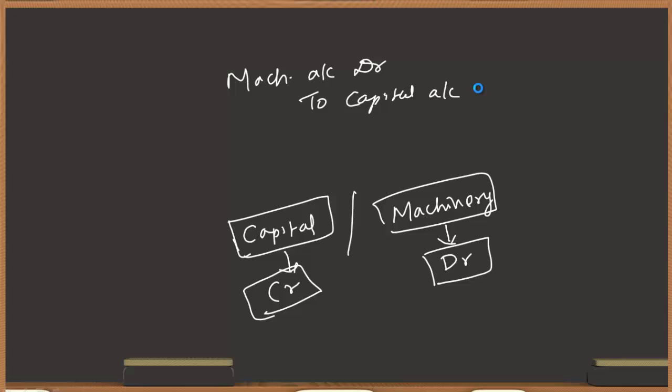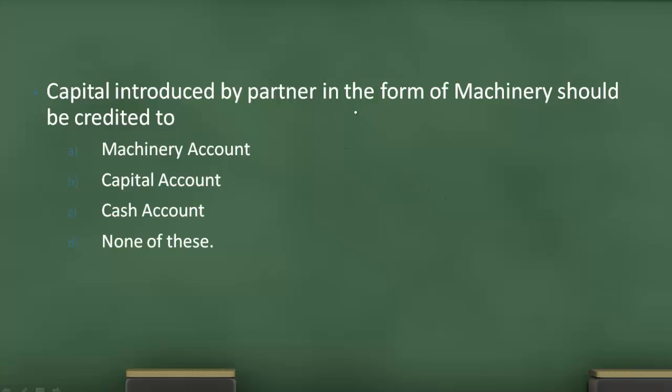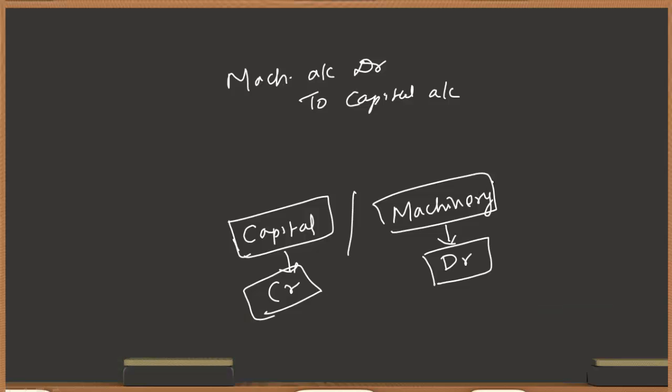Fine. Now the accounting entry for this would have been machinery account debit to capital account credit. So here the question is, capital introduced by the partner in the form of machinery should be credited to which account? It should be credited to capital account. So answer is B, capital account. That's what we have done.